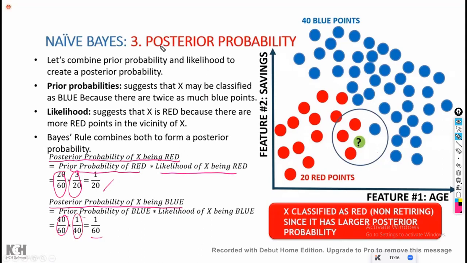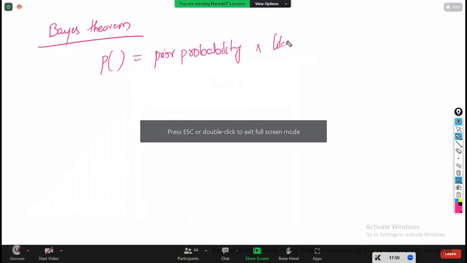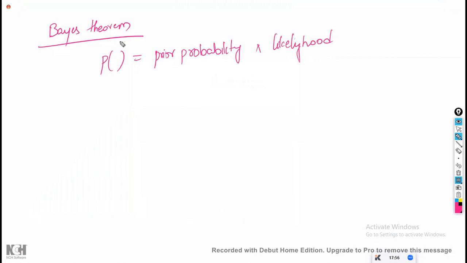This is called posterior probability, which is nothing but Bayes theorem. Calculating the posterior probability is called Bayes theorem. Basically, if you want to calculate a particular probability, you have to take the prior probability into likelihood. Prior probability into likelihood gives the probability of any particular data point, probability of A.